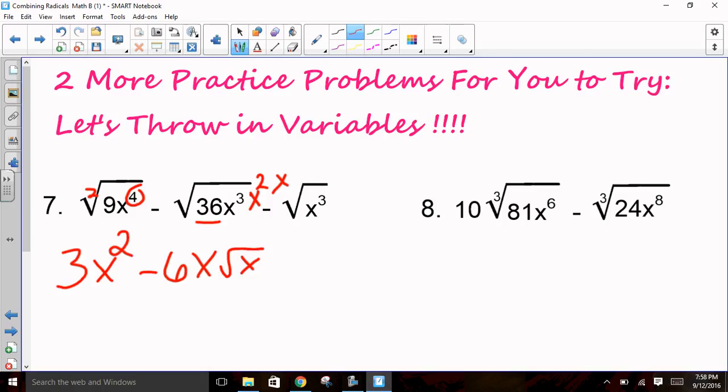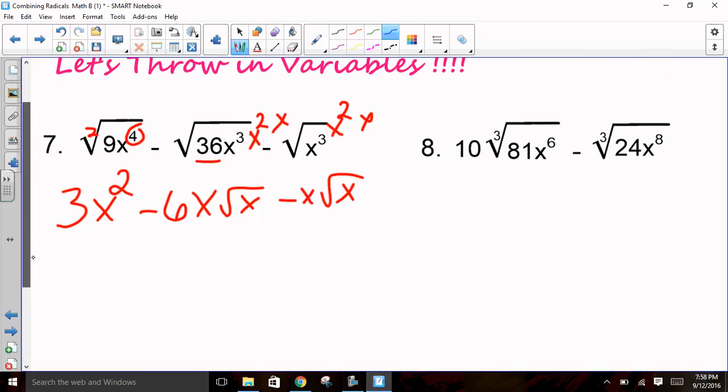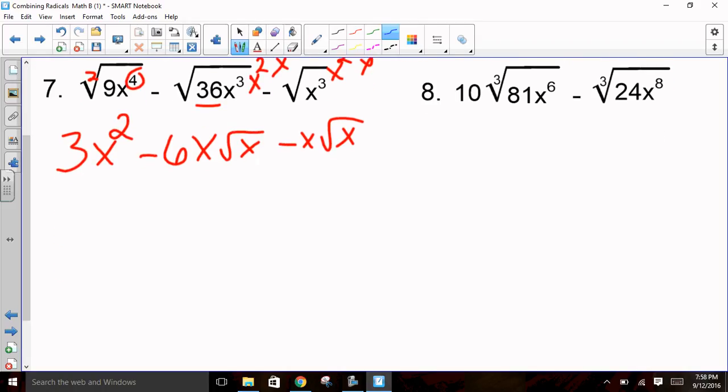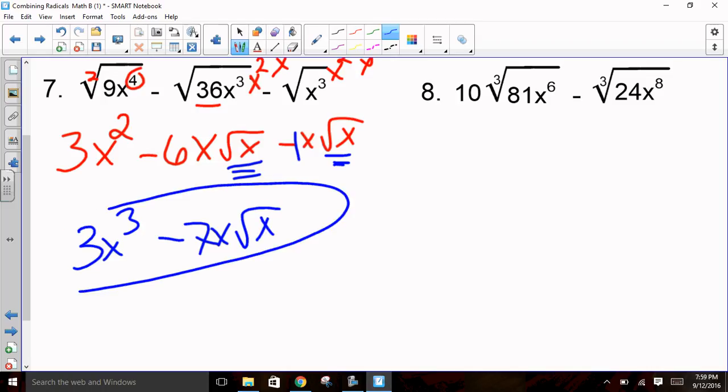Last group I have no numbers with the same idea, x squared and x. I end up having an x come out, 1x hang back by itself. I'm going to look for the same stuff. There's no other 3x squared, so it's just 3x squared. I look for the same square root, and I have it. I have minus 6x minus 1x, which gives me negative 7x square root x. These 2 terms have nothing in common, so therefore that's my final answer.